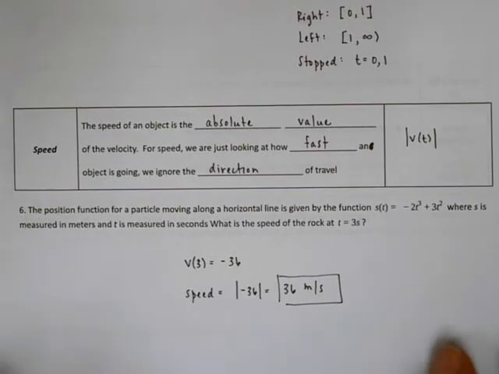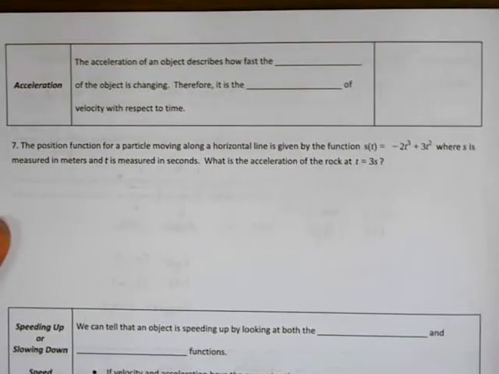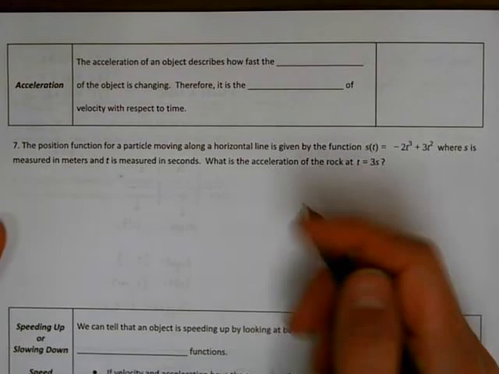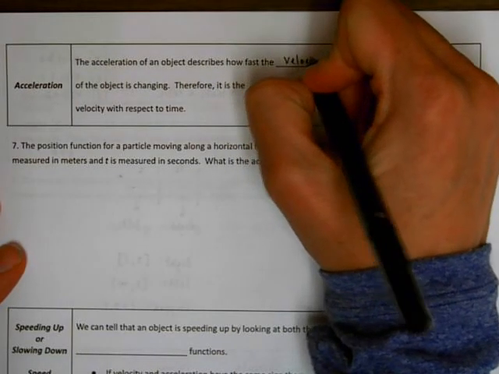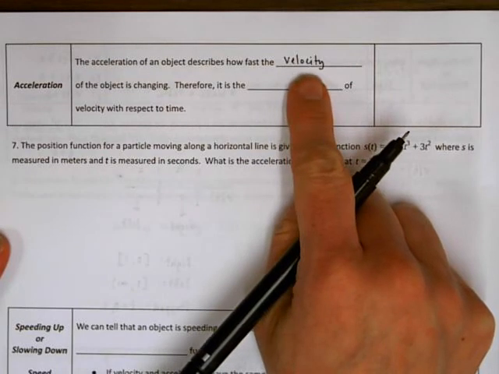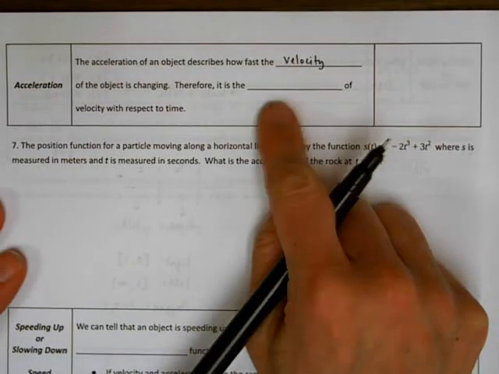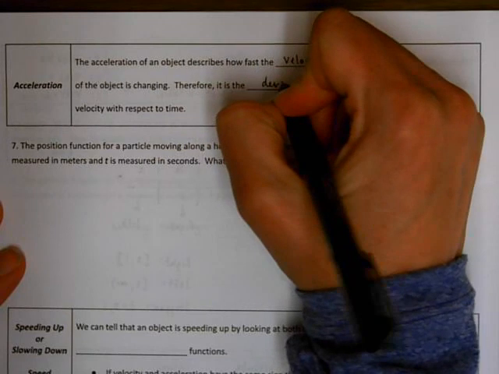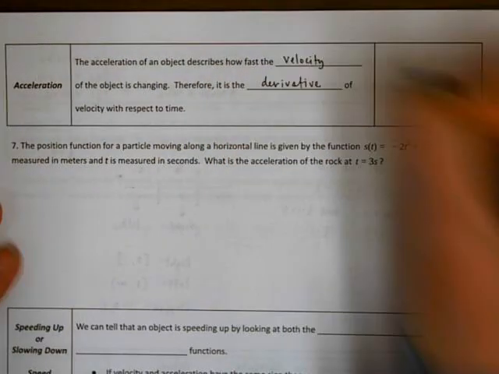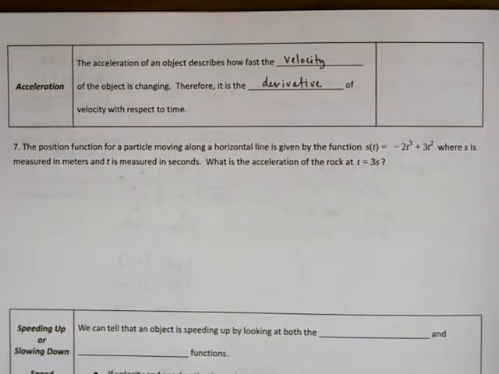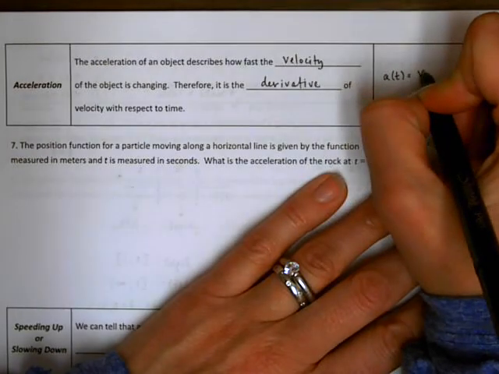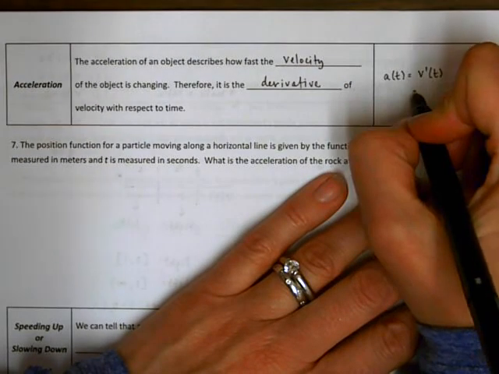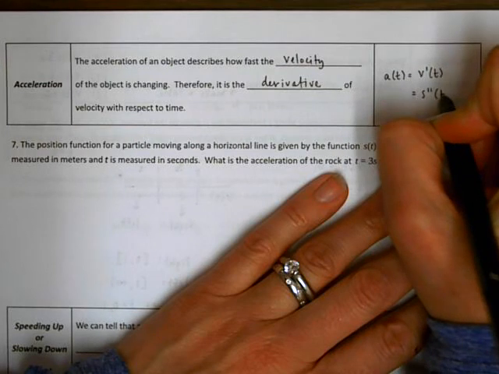All right, we are almost there. Thank you for hanging in with me so far. One more function here, acceleration. The acceleration of an object describes how fast the velocity is changing. So we can talk about the rate of change of the velocity. Since I want a rate of change, it's just the derivative of velocity with respect to time. So acceleration is just the first derivative of velocity, which also means it's the second derivative of position.